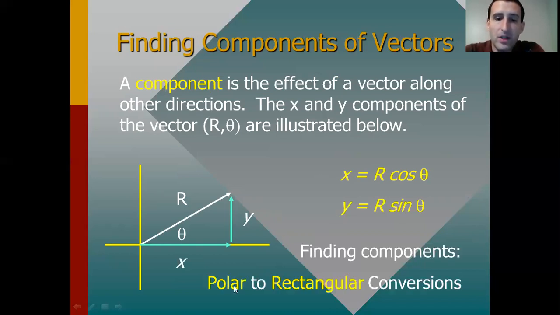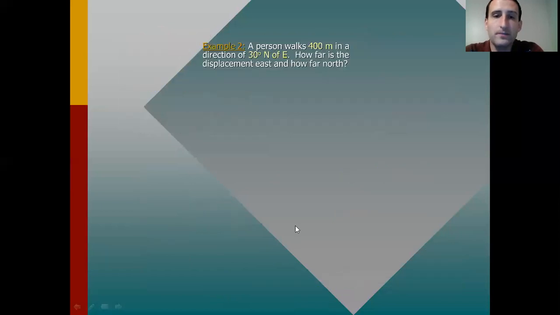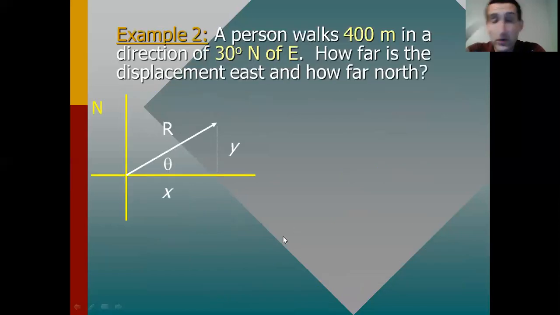And this is going to convert from something they call polar coordinates. To say that we have the hypotenuse and the angle is described sometimes as polar coordinates. Rectangular coordinates is going to give us things in terms of x and y, right? The sides of a rectangle are x and y, so we call them rectangular coordinates. So if a person walks 40 meters in the direction of 30 degrees north of east, how far are they displaced east, and how far are they displaced north?